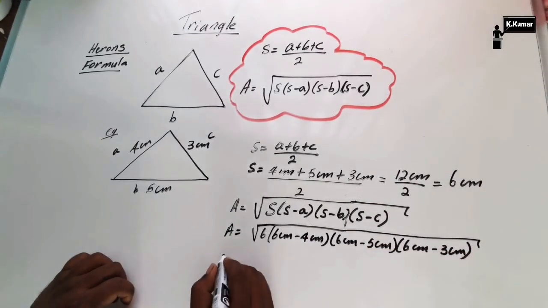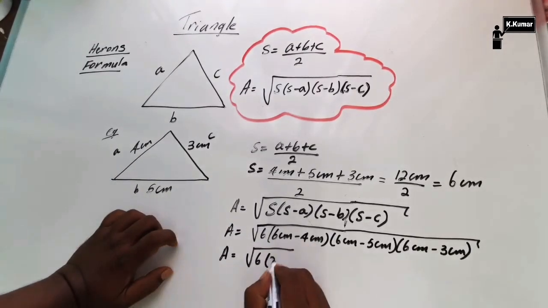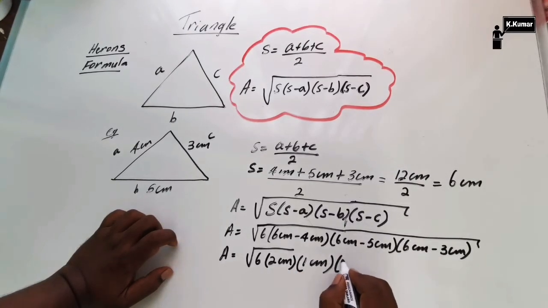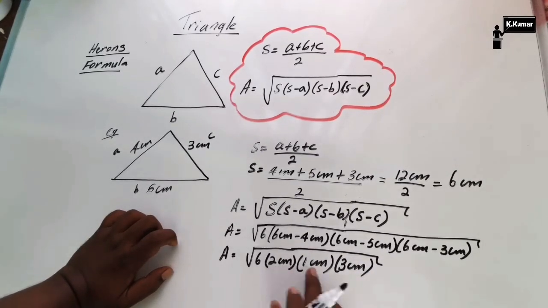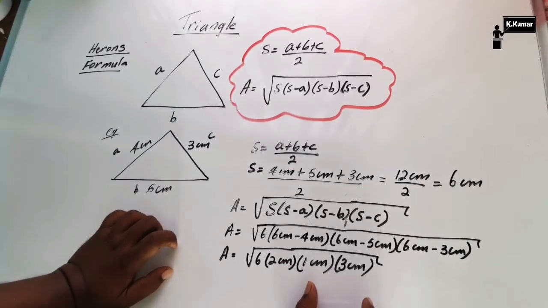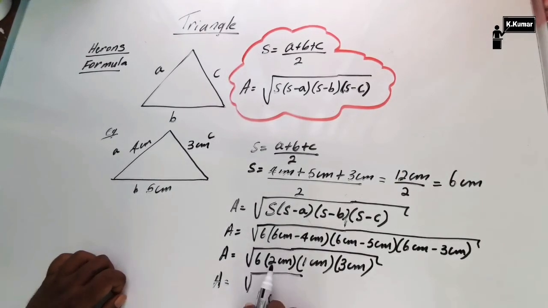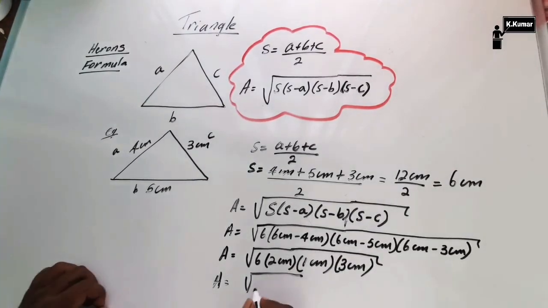Let me extend this out. A is equal to the square root of 6 into, 6 minus 4 would give me 2 cm, 6 minus 5 is going to give me 1 cm, and 6 minus 3 is going to give me 3 cm. Now under this square root there's brackets, and brackets means to multiply, so we have to multiply everything in here. So A is equal to the square root of 6 times 2 is 12, 12 times 1 is 12, 12 times 3 is 36. So this is going to give me 36 cm.